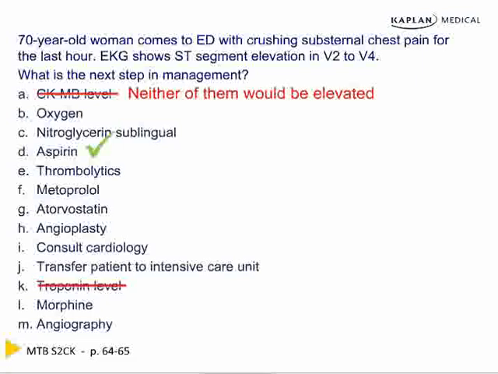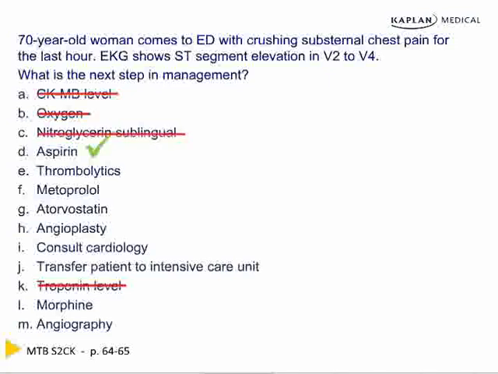Troponin level is the same thing. They wouldn't be elevated at 1 hour. The only thing that can be elevated at 1 hour is a myoglobin. But even then, even if myoglobin was in the history, even if myoglobin was a choice, it still wouldn't be right. Now, oxygen, nitrates, beta blockers, it's all nice, but not as important as aspirin.